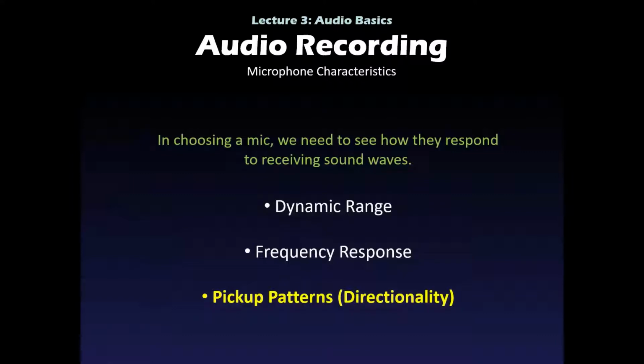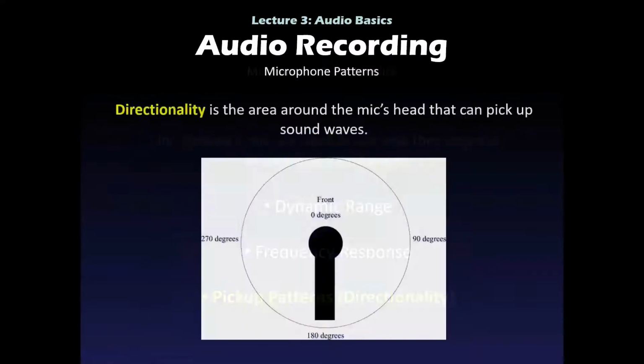And lastly, pickup patterns. There are a lot of other parameters that we can look at, qualities of a mic that would help us make a decision, but these are the three main ones. So pickup patterns, otherwise known as directionality. Now, if you're holding a mic upright, and I'm looking around the microphone, if I'm right in front of the mic, I'll say I'm at 0 degrees. Directionality is the area around the mic's head, or what we call the axis, that can pick up sound waves, all the way around from 0 to 90, 180, 270, and back. We don't say 360, we just say 0, back to 0 in this case.